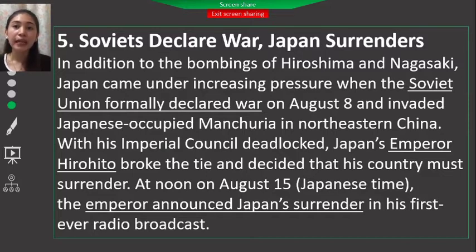With his imperial council deadlocked, Japan's Emperor Hirohito broke the tie and decided that his country must surrender. At noon on August 15, Japanese time, the Emperor announced Japan's surrender in the first ever radio broadcast.